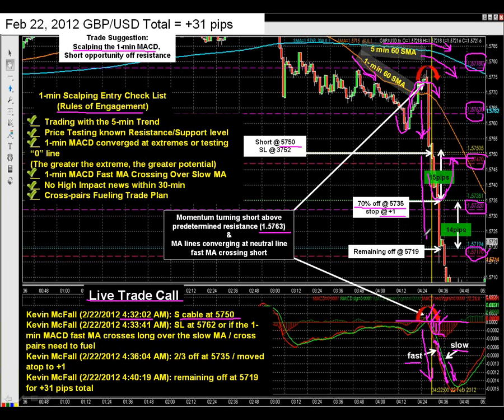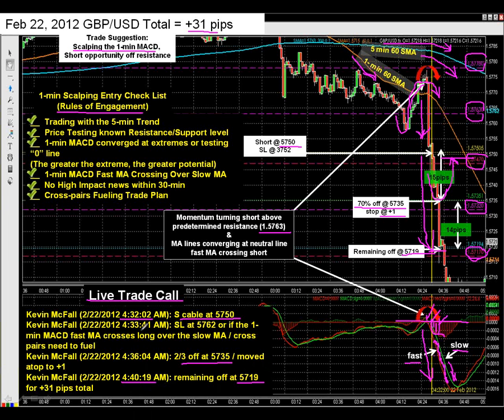And so once we took our 2/3 off, we still had more momentum coming down until price came down to this last level of support at 57.17, where we took the remainder off at 57.19. Okay, and you can see there here's our 2/3 at 35, the remainder off at 19. So that gave us a total of 31 pips on this trade, and you can see by the timestamp we entered our trade at 4:32. We were out of this trade by 4:40.